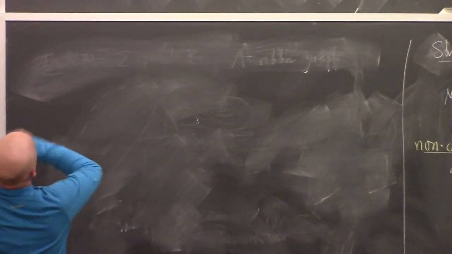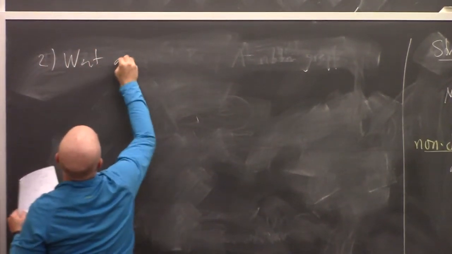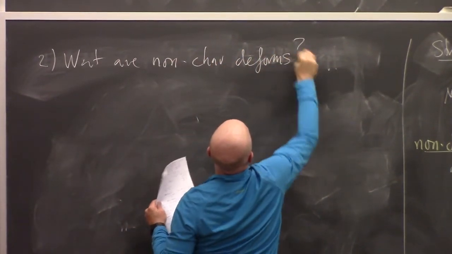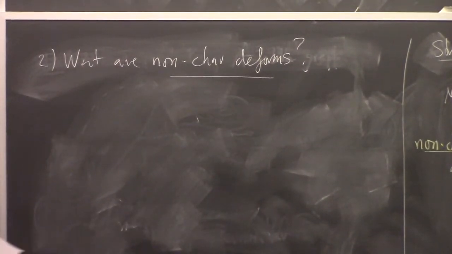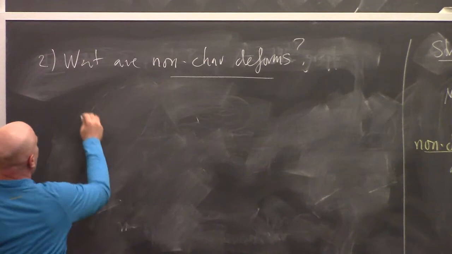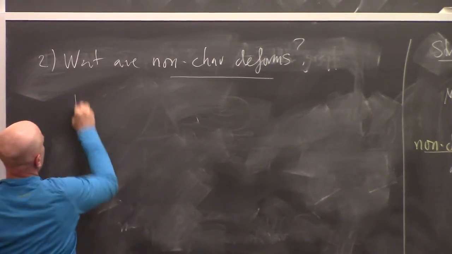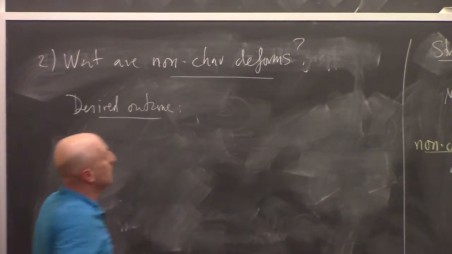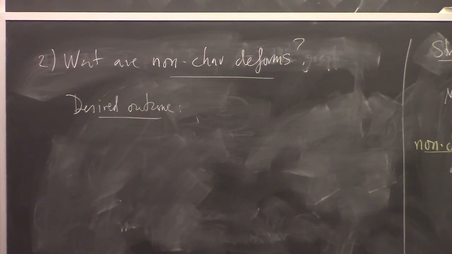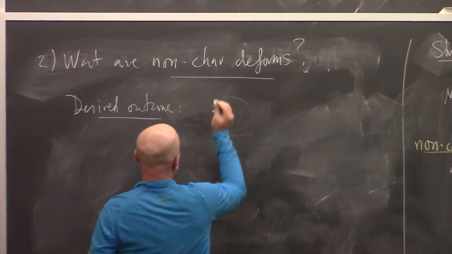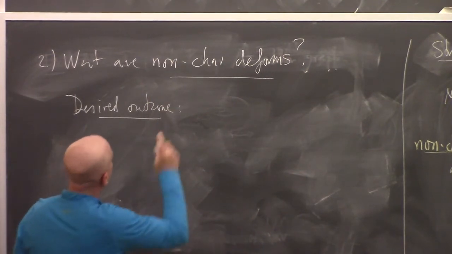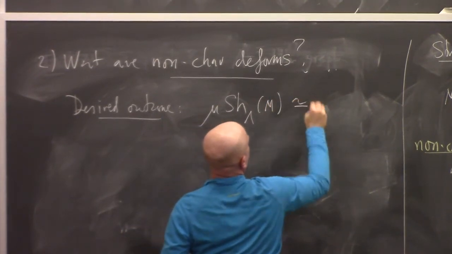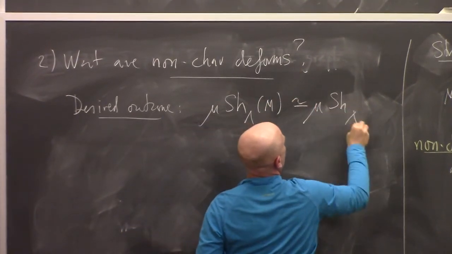Okay, so what are non-characteristic deformations? Of course Mohammed already said what we really want. The desired outcome, whatever it is, has got to be that the A model doesn't change. When we do this game, the A model shouldn't change. So the form of the A model that, when I say this theorem is true for non-characteristic deformations, what it's proof for is microlocal sheaves. So microlocal sheaves here are canonically the same as microlocal sheaves on this deforming guy.